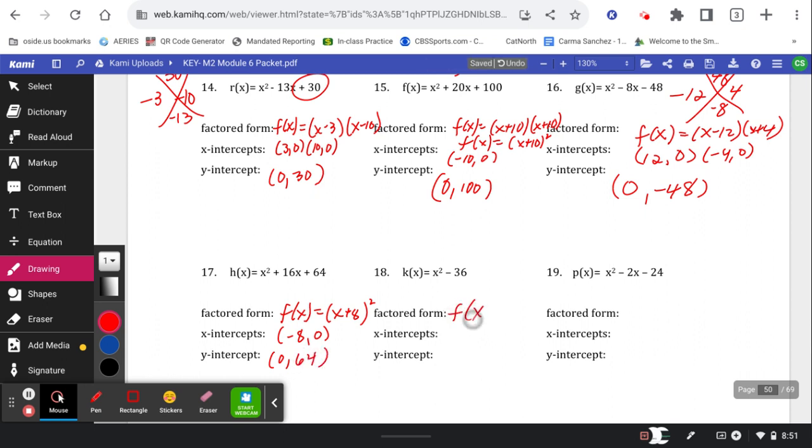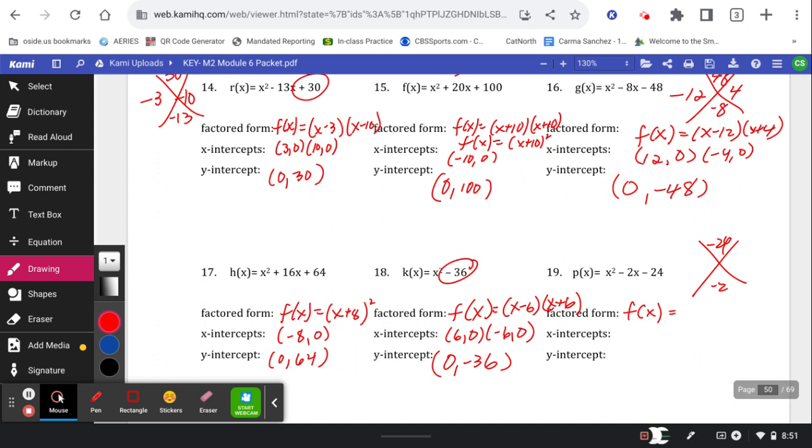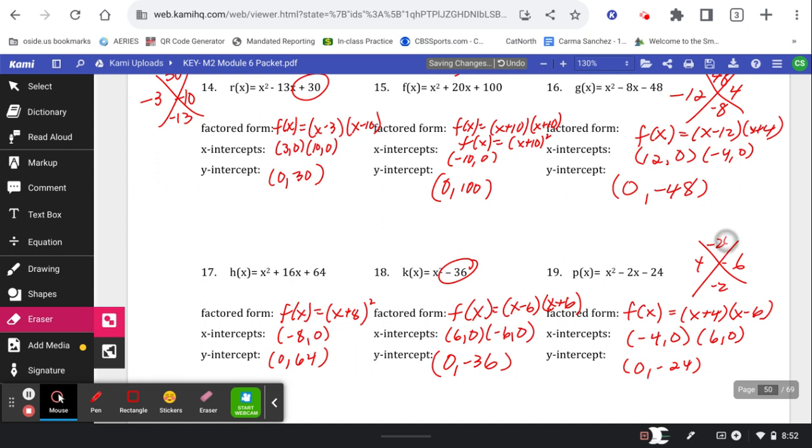Factored form, no middle term. That means it's the x minus 6, x plus 6 factors. Means we have positive 6, 0, and negative 6, 0 as my intercepts. And negative 36 is my y-intercept, the c value, staring at us. What are my factors for this last one? What times what is negative 24? 6 and 4. Which one gets the negative? That means my intercepts. And my y-intercept is the c value staring at me right there.